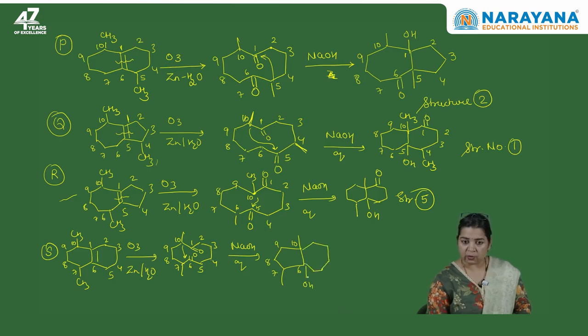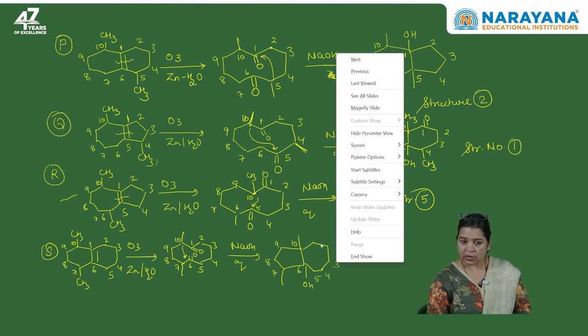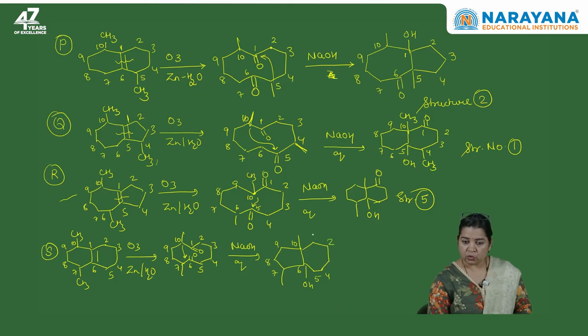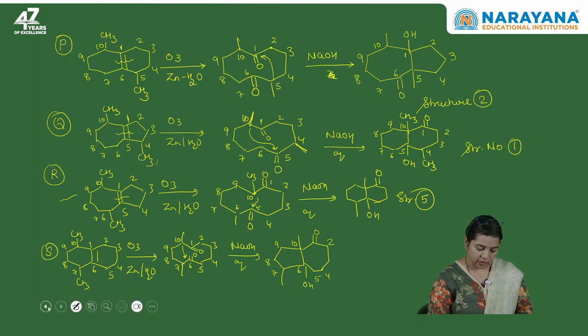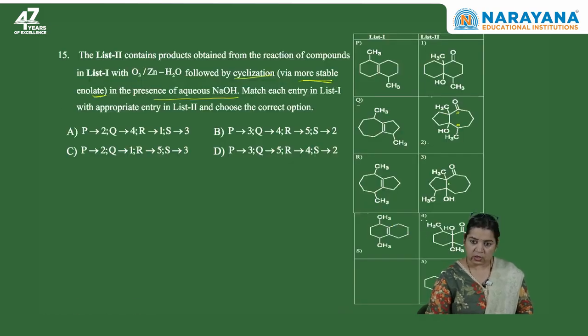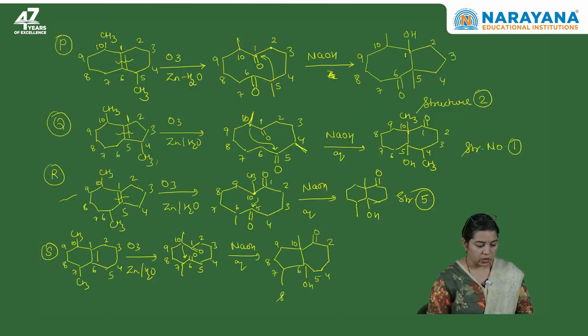Let me draw the 7-member ring. Right? 6th's neighbor is 5, 4, right? 3, 2, and here is 1. So now my 5-member ring will have the methyl and the 7-member ring will have a carbonyl. Let us check which structure this is. 7-member ring carbonyl, 5-member ring methyl, and bridgeheads as follows. So this seems to be structure number 3.